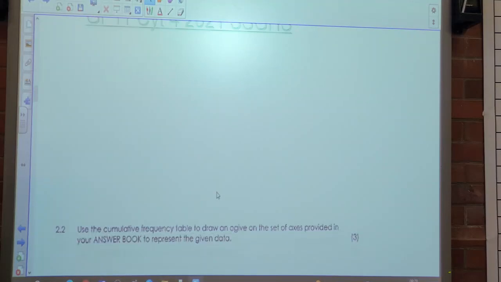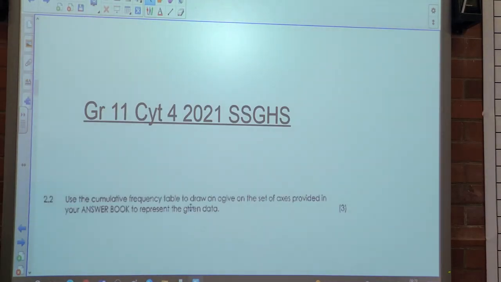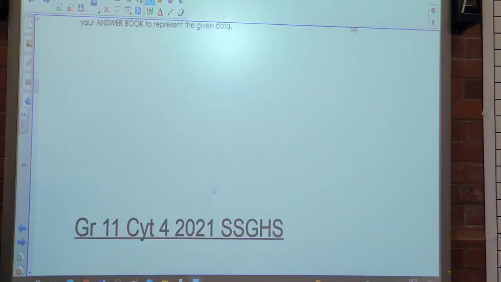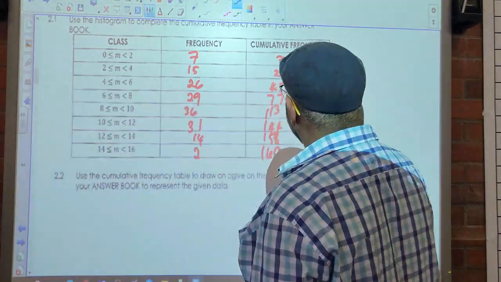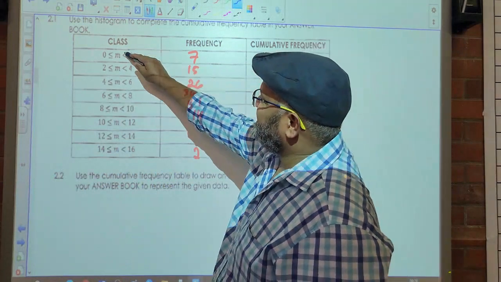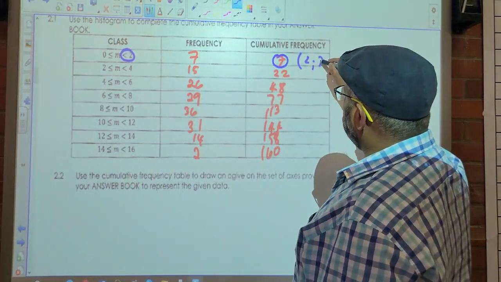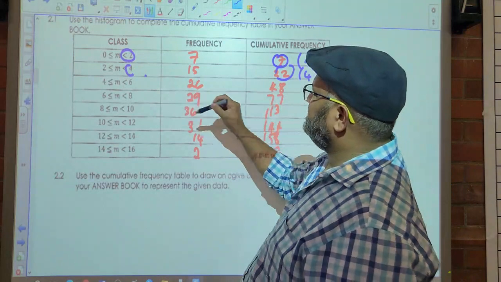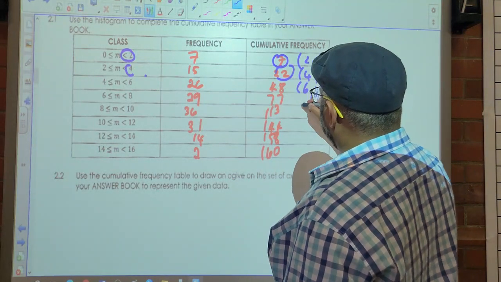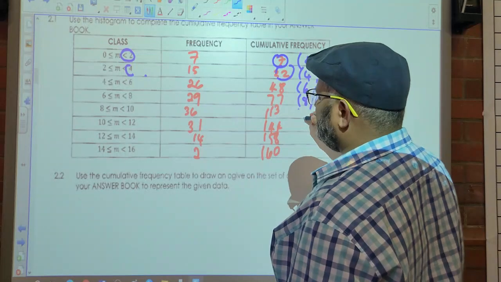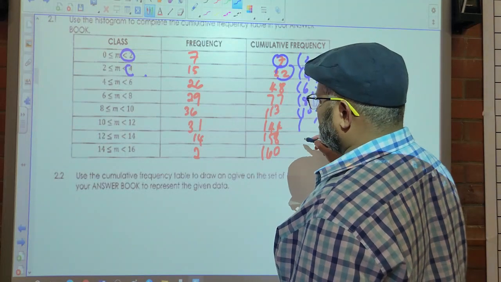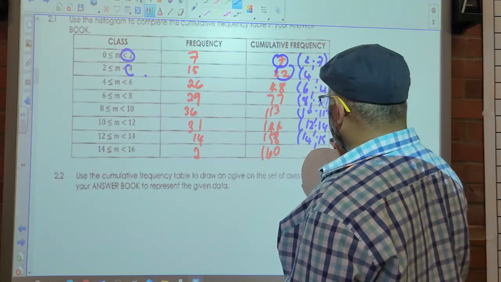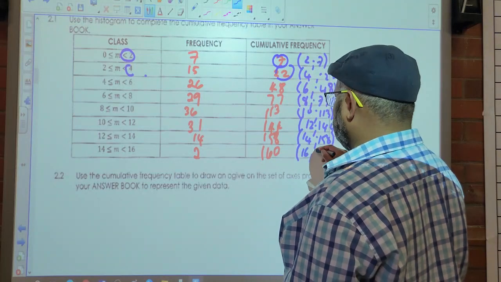The next question is, use the frequency table to draw an ogive graph. But you guys were given the graph, no? So just to remind us here, what is going to go on the graph? It's going to be the endpoint and the cumulative frequency. So it's 2 and 7. Then 4 and 22. Then 6 and 48. Then 8 and 77. 10 and 113. 12 and 144. 14 and 158. 16 and 160.